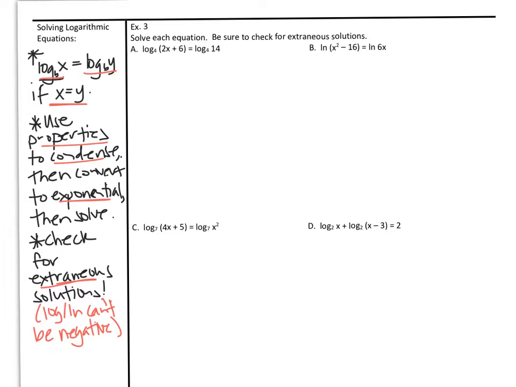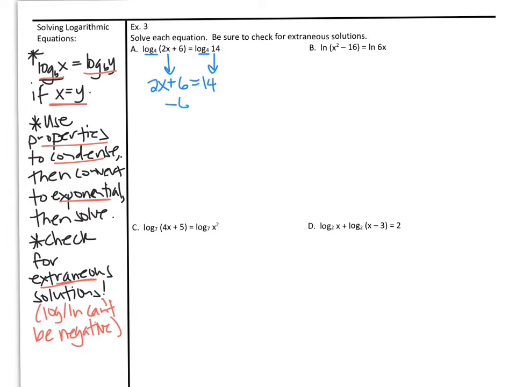In example A, it says solve each equation, be sure to check for extraneous solutions. Log base 4 of 2x plus 6 is equal to log base 4 of 14. Notice the logarithm is the same on each side with a matching base. This equation is true only if 2x plus 6 on the left is equal to 14 on the right. We're not technically canceling the logarithm out, but we're just pulling out the part of the equation we need in order to solve for x.